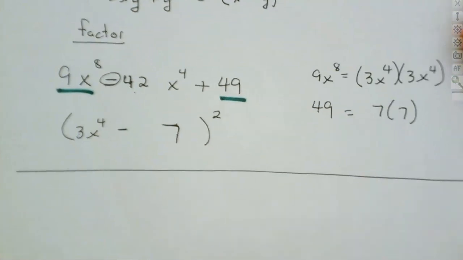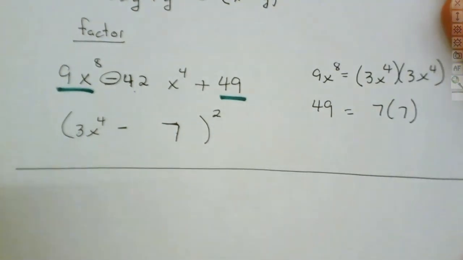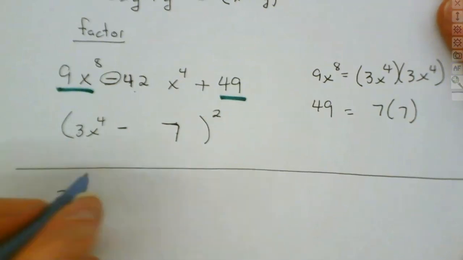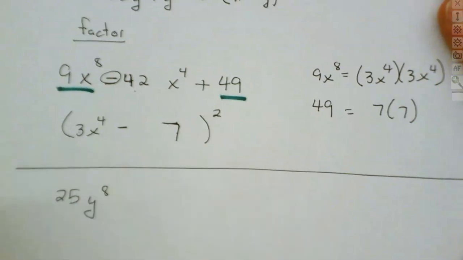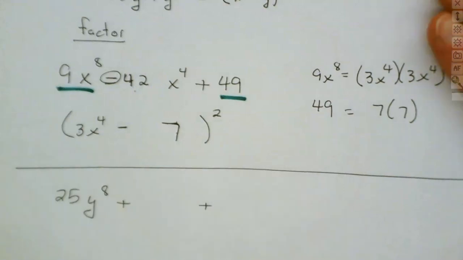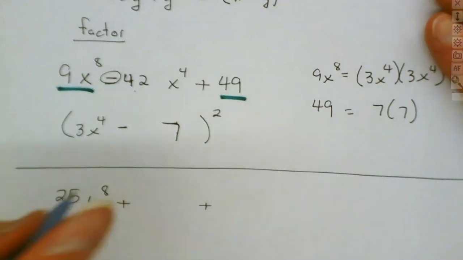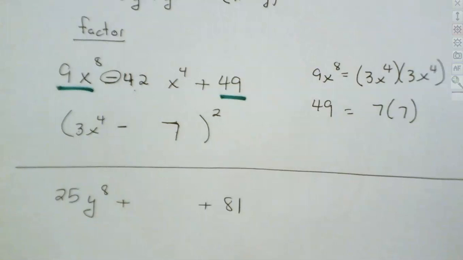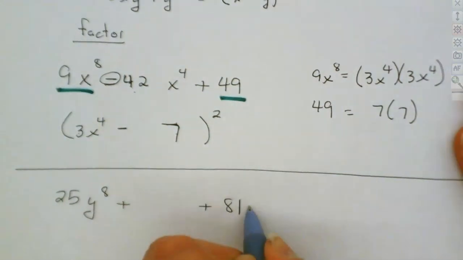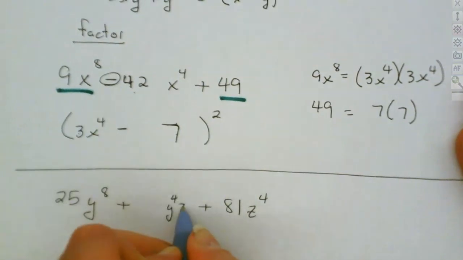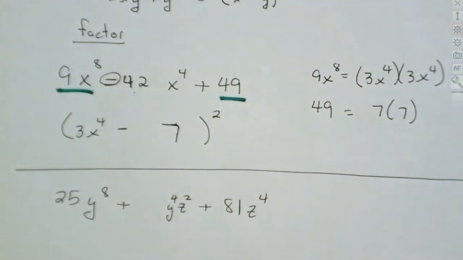Let's do a couple more of these. How about we look at 25y to the 8th. And we'll do a plus over here. How about we look at, let's say, 81. And we'll put the middle together. And let's make this 81z to the 4th here. So we need a y to the 4th, z squared in the middle. And 5 times 9, double it, makes it 90.